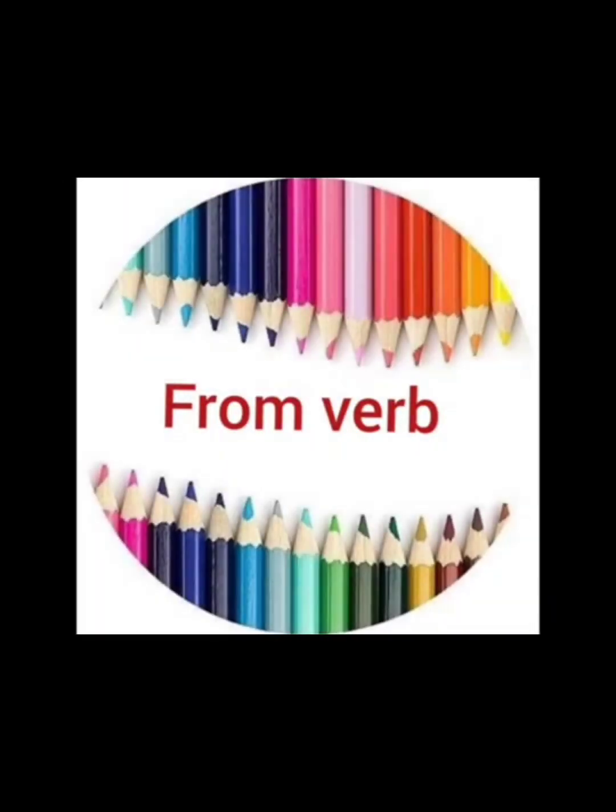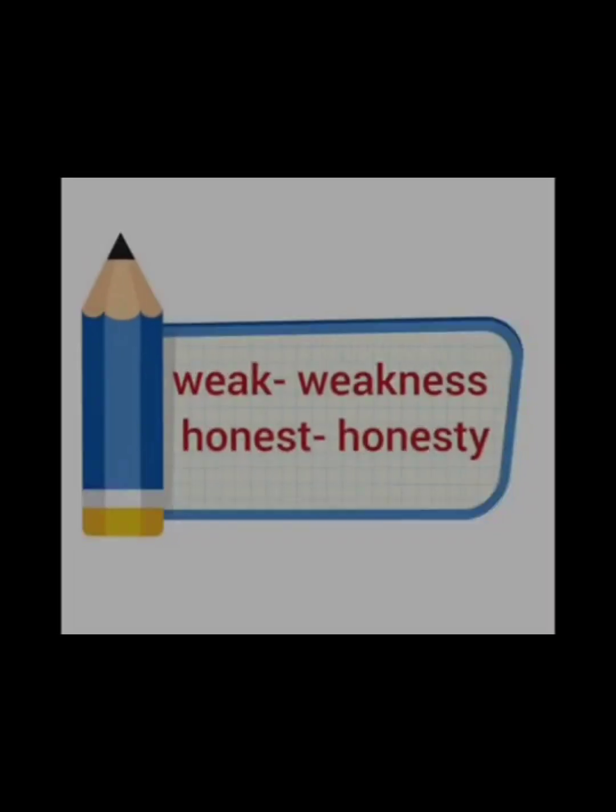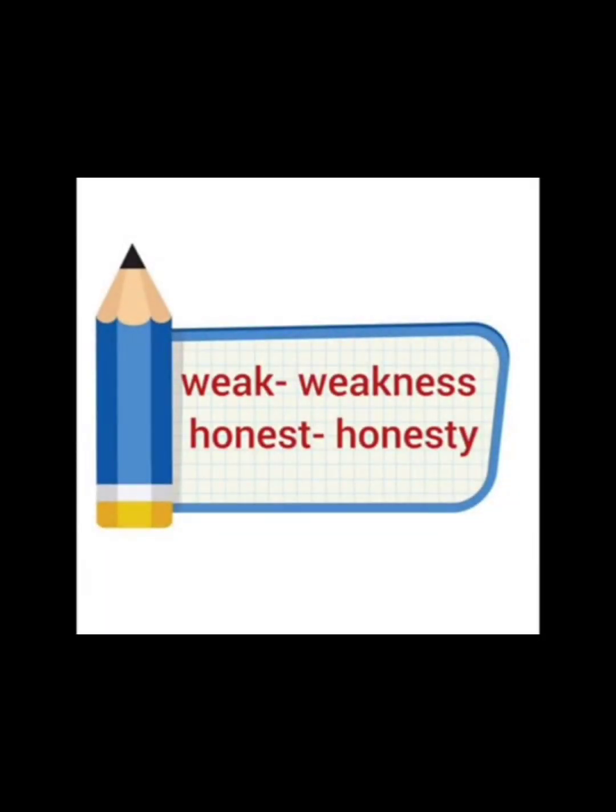Abstract nouns are also formed from verbs. For example, know, and it makes knowledge. Laugh, and it makes laughter. Abstract nouns are formed from adjectives. For example, weak, weakness. Honest is an adjective, and an abstract noun for honest is honesty. Well, these were the few differences of concrete and abstract nouns.